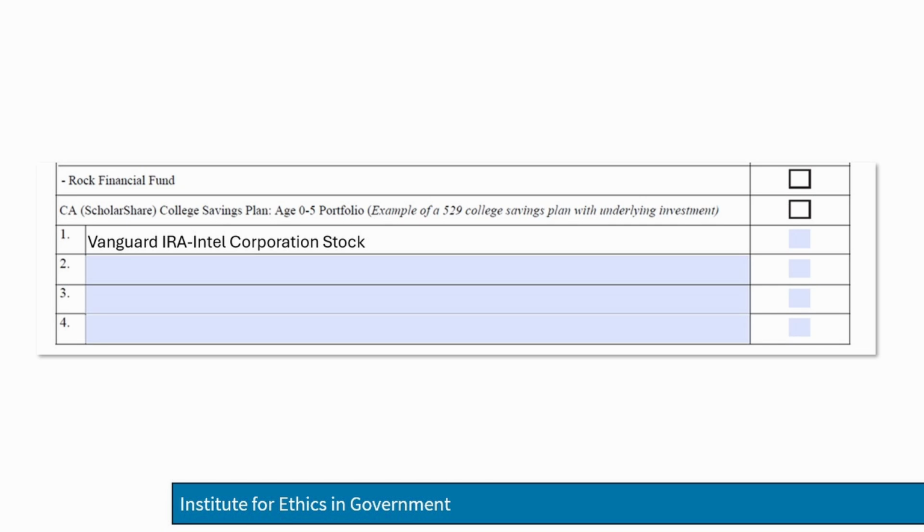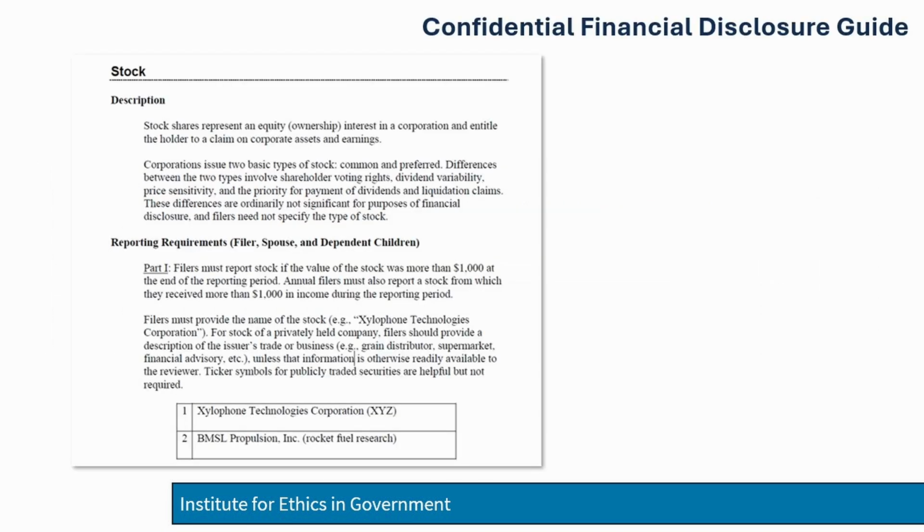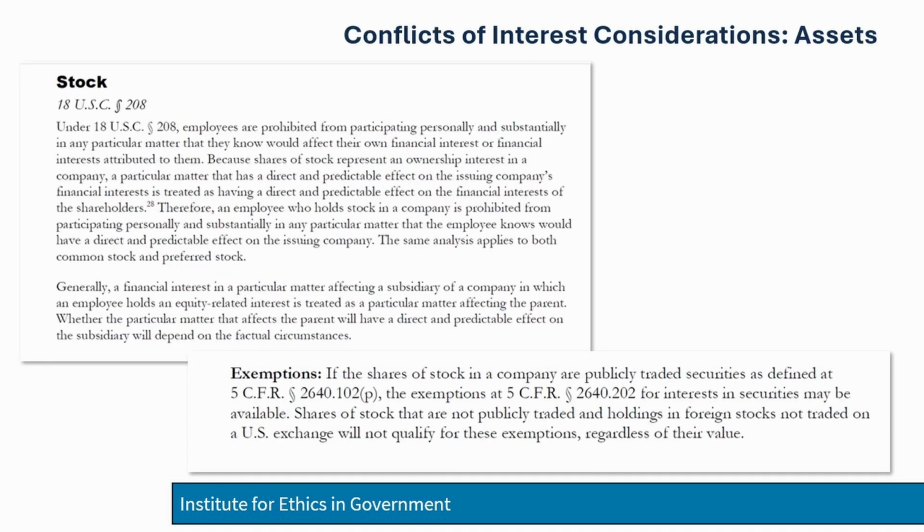We can use our guide and the Analyzing Potential Conflicts collection to help analyze the stock. The guide tells us we need the name of the company in which the stock is held if it is worth more than $1,000 during the reporting period. The collection tells us that an employee who holds stock in a company is prohibited from participating, personally and substantially, in any particular matter that the employee knows would have a direct and predictable effect on the issuing company. In other words, we need to be careful of a nexus.